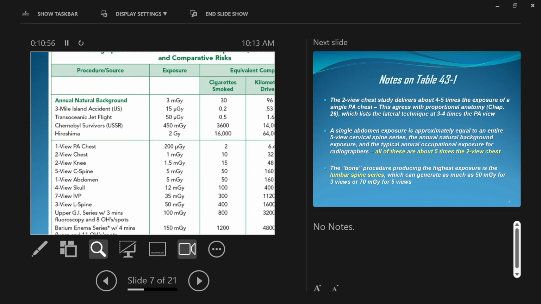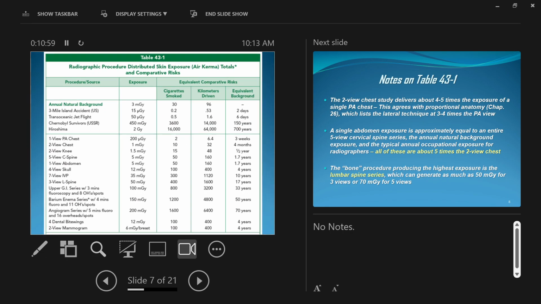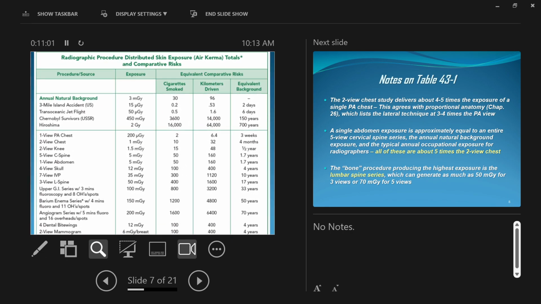So you could turn this into equivalent risk, right? The annual natural background in equivalent risk is equivalent to driving 96 kilometers, right? In equivalent risk, the Chernobyl exposure is equivalent to driving 14,000 kilometers. Why driving? Why is driving a risky thing? Risk of accidents, right? So they're taking basically the amount of radiation received, how harmful that is, how risky that is, and converting that into other types of risk, right? Driving a car, smoking a cigarette. This, I think, is pretty impactful.